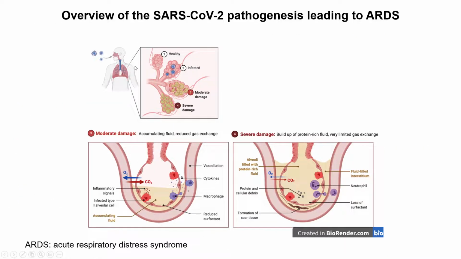So right here, what it does: healthy, infected, moderate damage, and severe damage. If you are looking at this ARDS, acute respiratory distress syndrome, in a moderate lung, what we are looking at is a single alveolus for gaseous exchange. And right here is the capillary around that, through which the gaseous exchange should happen.